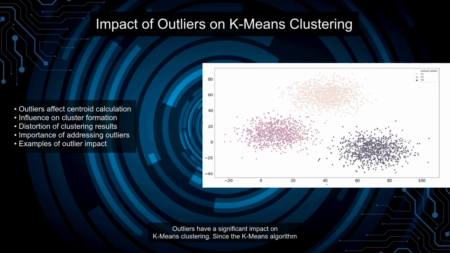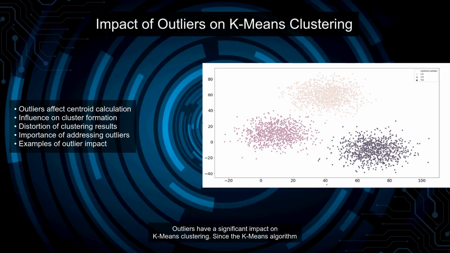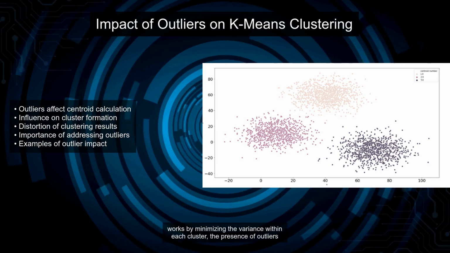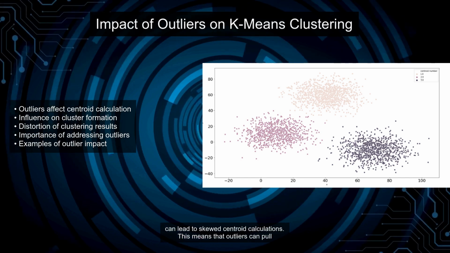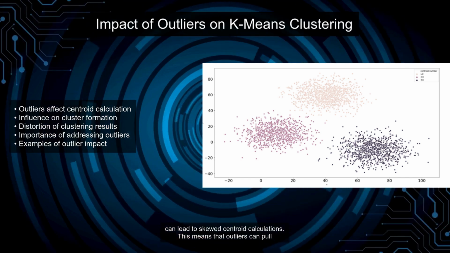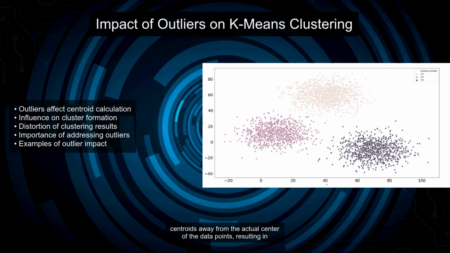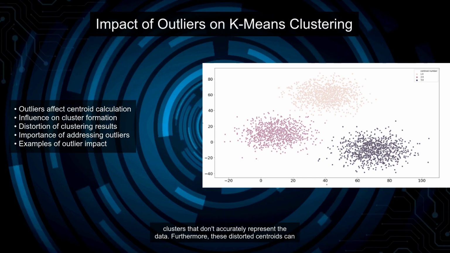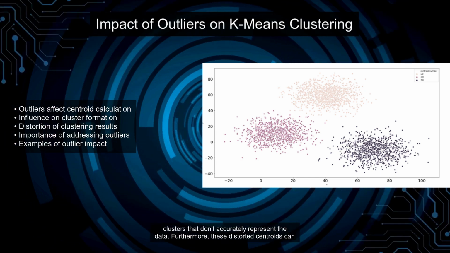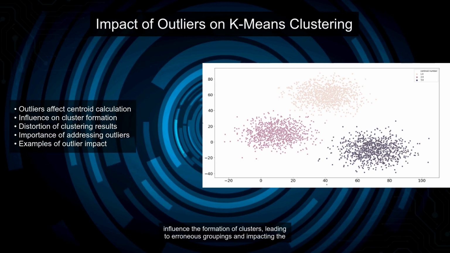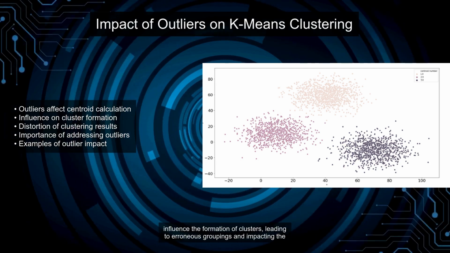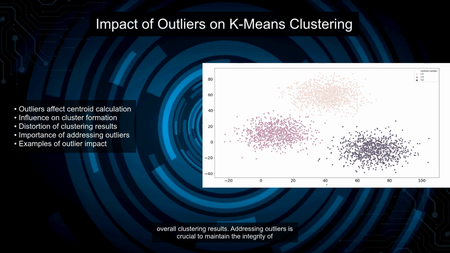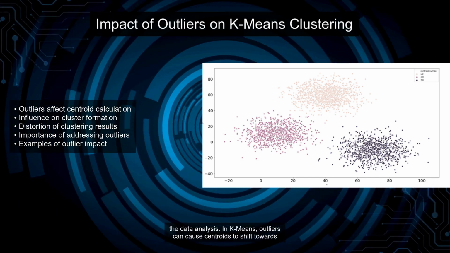Outliers have a significant impact on k-means clustering. Since the k-means algorithm works by minimizing the variance within each cluster, the presence of outliers can lead to skewed centroid calculations. This means that outliers can pull centroids away from the actual center of the data points, resulting in clusters that don't accurately represent the data. Furthermore, these distorted centroids can influence the formation of clusters, leading to erroneous groupings and impacting the overall clustering results. Addressing outliers is crucial to maintain the integrity of the data analysis.